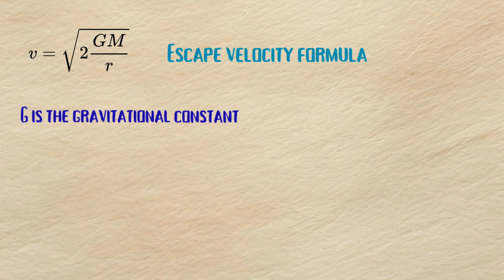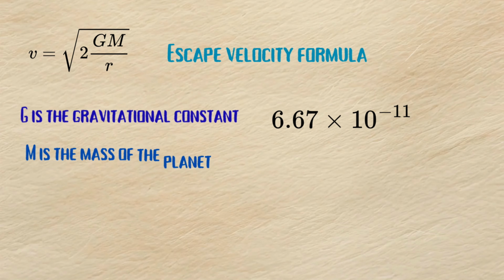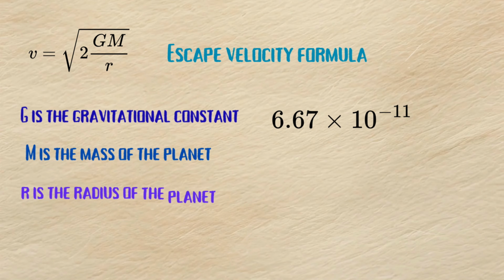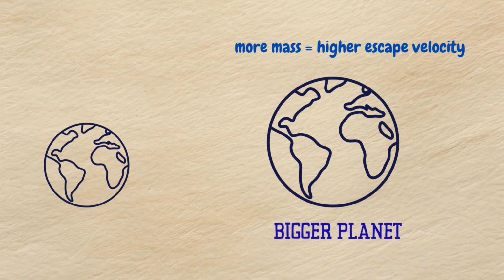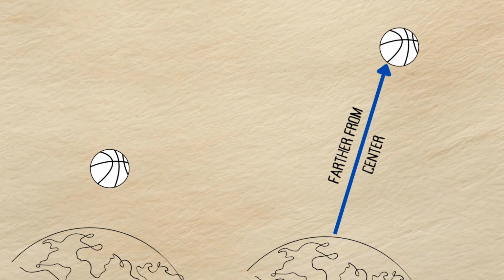G is the gravitational constant, always the same. M is the mass of the planet. R is the radius of the planet, how far you are from its center. Bigger planet, more mass equals higher escape velocity. Farther from the center equals lower escape velocity.